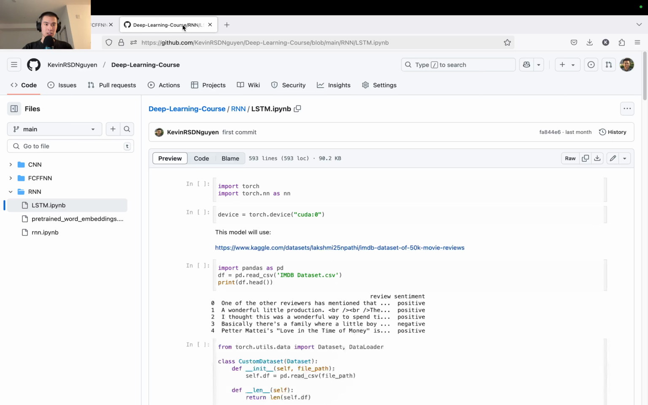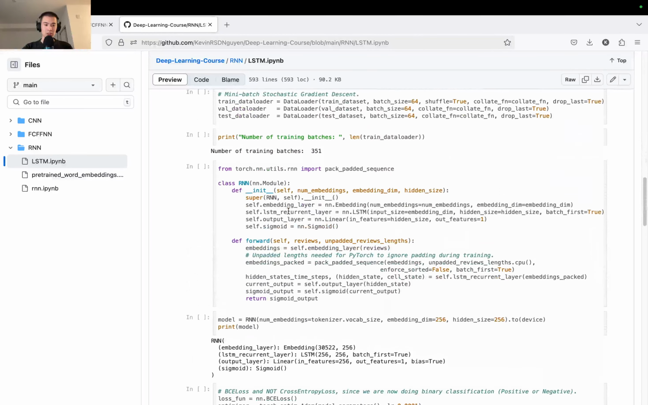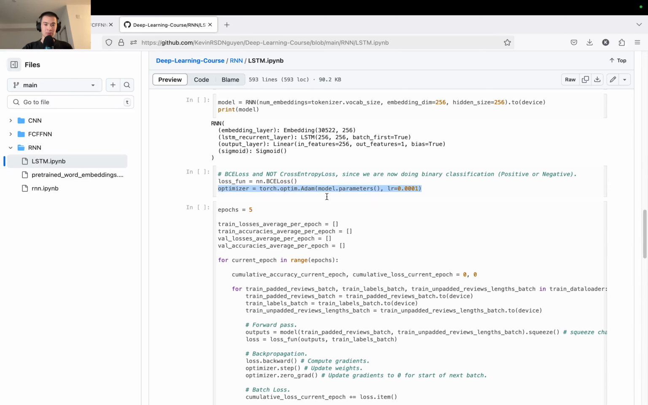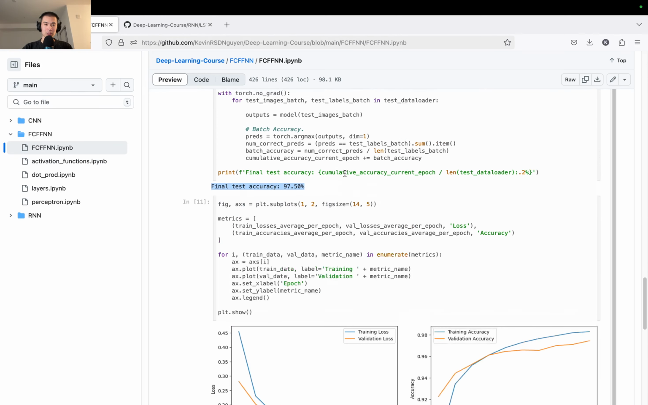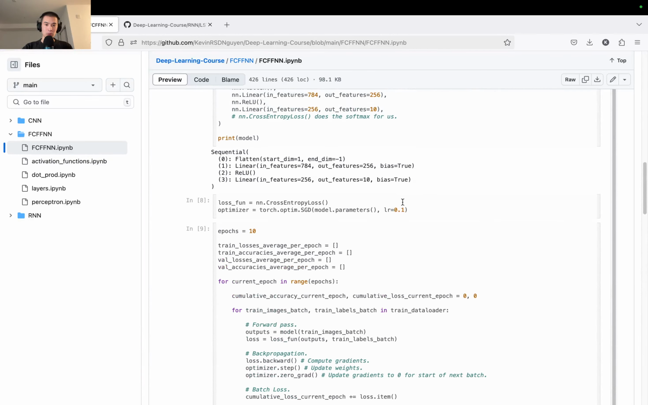Later on in the course, we will learn about LSTMs, and in this LSTM.ipynb file, we will make use of Adam right here. And as you can see, I made the learning rate a lot smaller, 0.0001 instead of 0.1 right here.